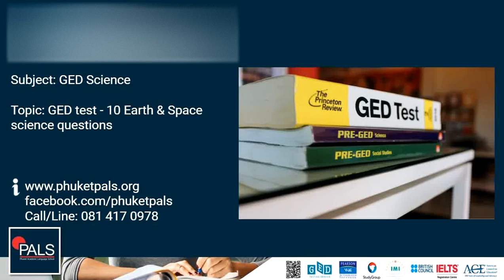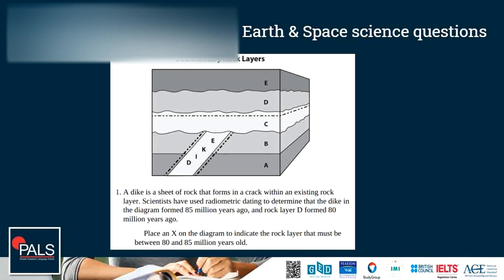So let's get started. The first Earth and Space science question I want to go over, we can see here, is based on this illustration. We see sedimentary rock layers here, and, right, what does it say? A dike is a sheet of rock that forms in a crack within an existing rock layer. Scientists have used radiometric dating to determine that the dike in the diagram formed 85 million years ago, and rock layer D formed 80 million years ago.